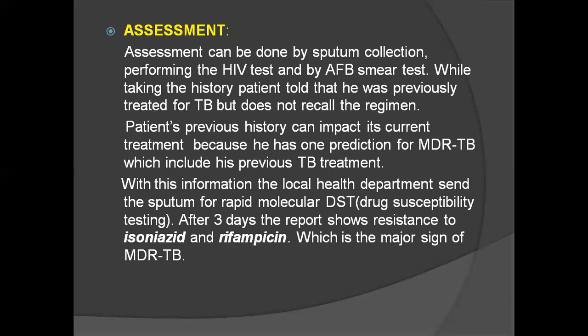The patient's previous history can impact his current treatment because he has a prediction for multi-drug resistant TB, which includes his previous treatment for TB. With this information, the local health department sent the sputum for rapid molecular DST, that is the drug susceptibility testing. After 3 days, the report shows resistance to isoniazid and rifampicin, which is the major sign of multi-drug resistant TB. Now, as the patient has become resistant to isoniazid and rifampicin, we have to switch to other anti-TB drugs.